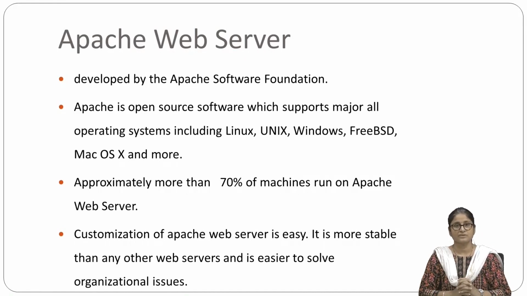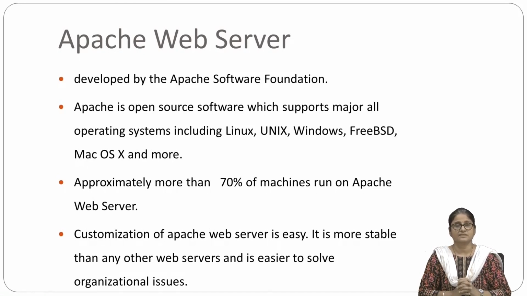So it is open source software. That means if you would like to have an Apache web server on your PC, you can freely download this Apache server and use its services. Nowadays approximately more than 70% of machines across the world are running on Apache server. Many companies are using the Apache server because it is open source, and we don't need to pay money to purchase it.